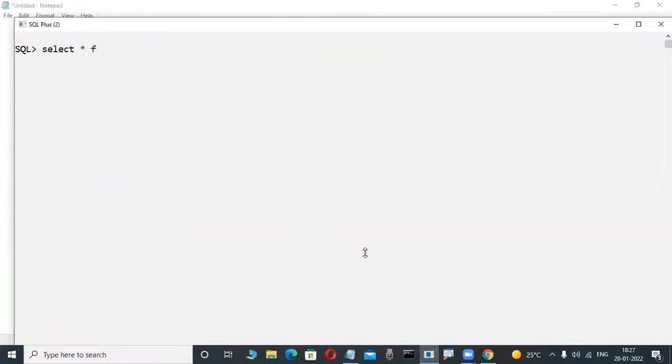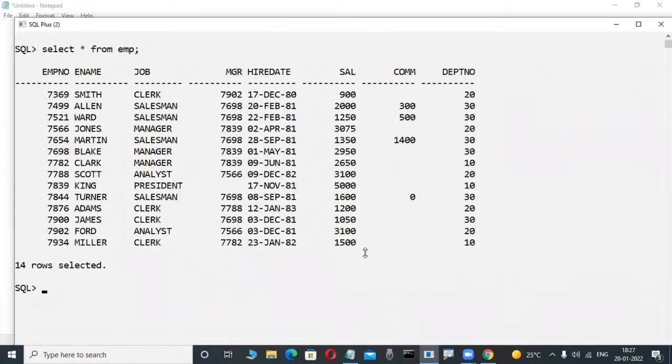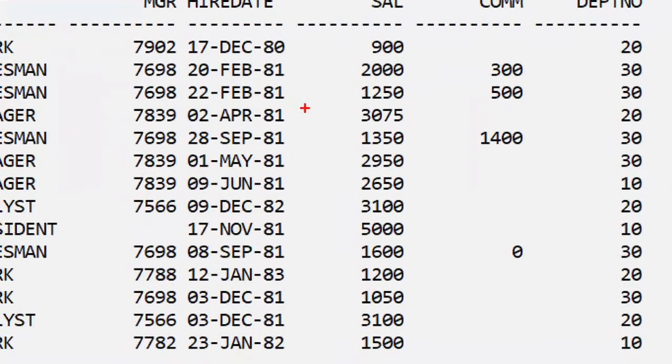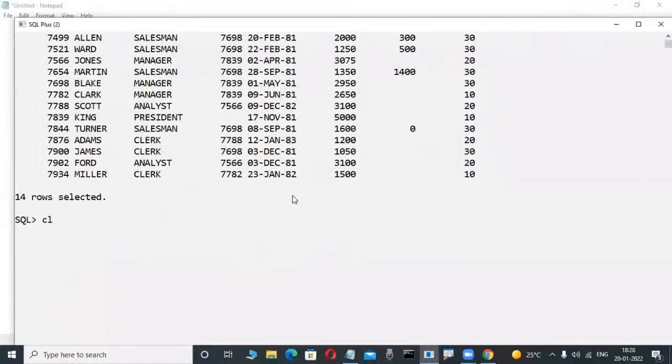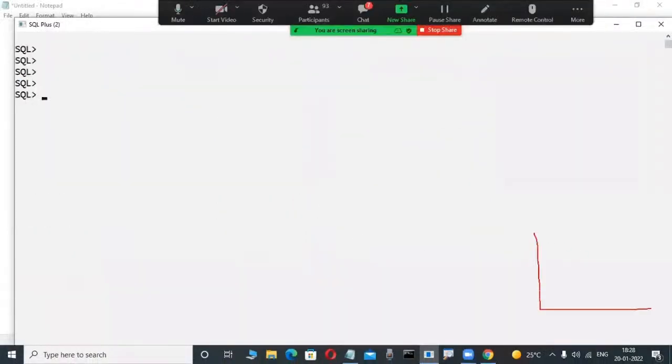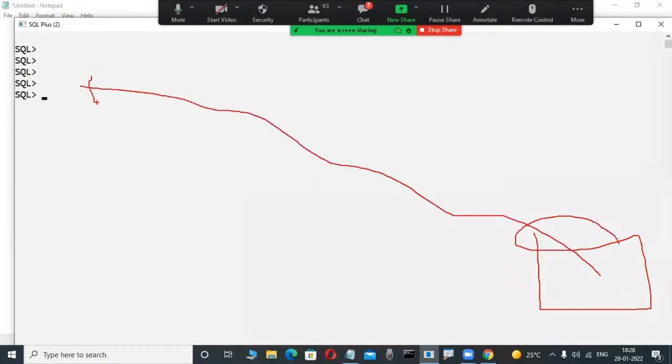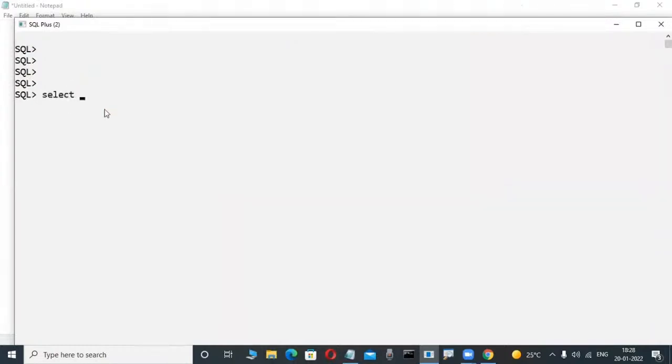Now check it out. Somewhere data is there. Suppose these are the employees who joined, and I want to display the employees who joined before 1981. If you are a SQL programmer, somewhere the data is there. How do you fetch this data? You just write queries. These are called queries. Observe it here: select star from table name where hire date is less than or equal to, say, 1st January.